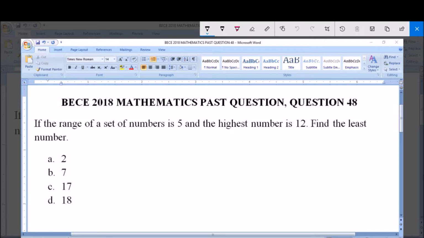If the range of a set of numbers is 5 and the highest number is 12, find the least number. A, 2; B, 7; C, 17; and D, 18.